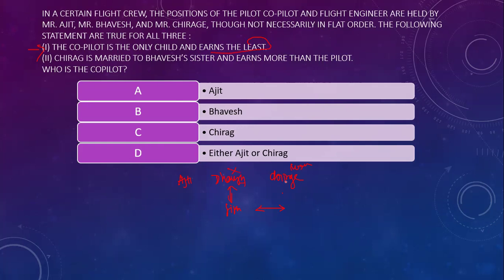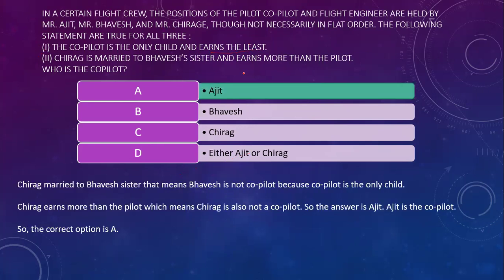Chirag is married to Bhavesh's sister and earns more than the pilot. He earns more, so obviously it is Ajit. Chirag is married to Bhavesh's sister, which means Bhavesh is not the co-pilot, because the co-pilot is the only child. Chirag earns more than the pilot, which means Chirag is also not the co-pilot. So the answer is Ajit. Ajit is the co-pilot.